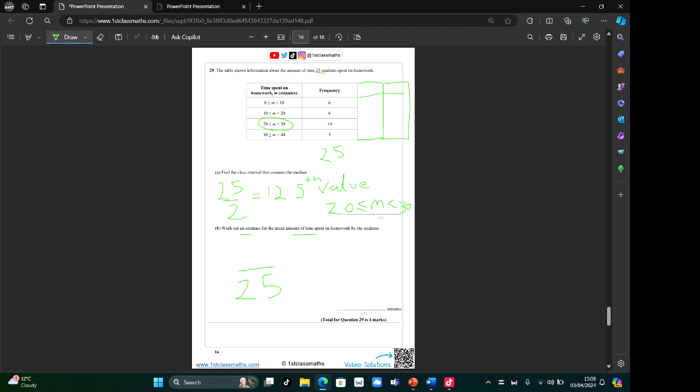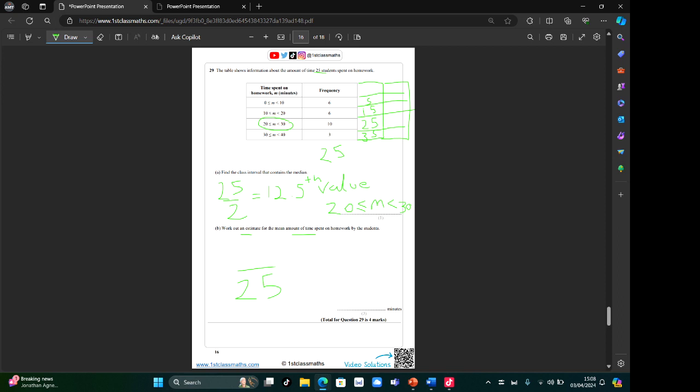So the midpoint of 0 and 10 is going to be 5. The midpoint of 10 and 20 is going to be 15. The midpoint of 20 and 30 is going to be 25. The midpoint of 30 and 40 is going to be 35. Sorry guys, I'm speaking a bit fast, but hopefully you're able to keep up.